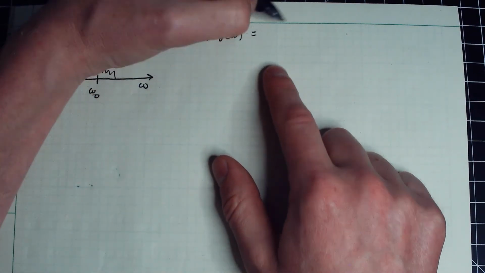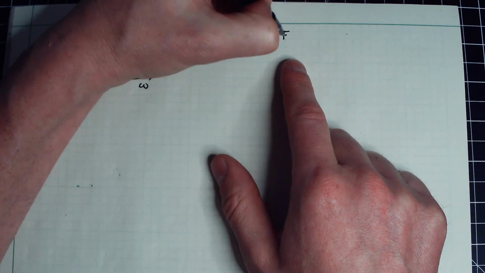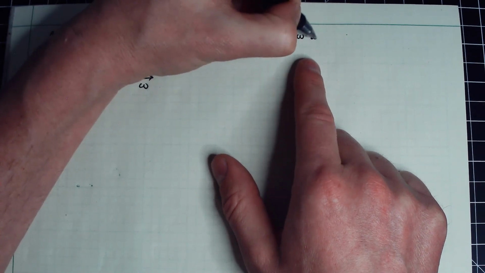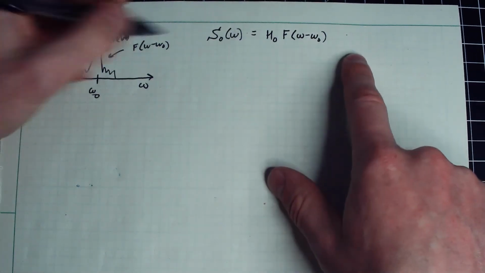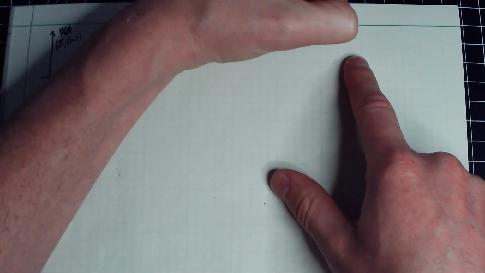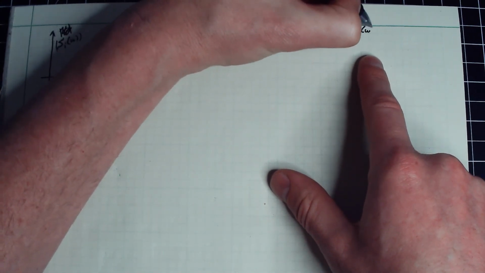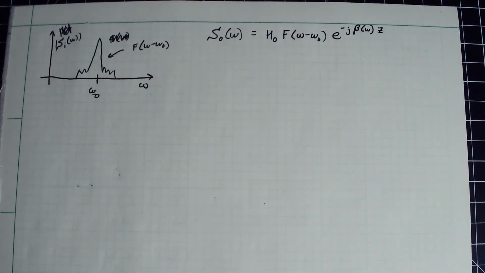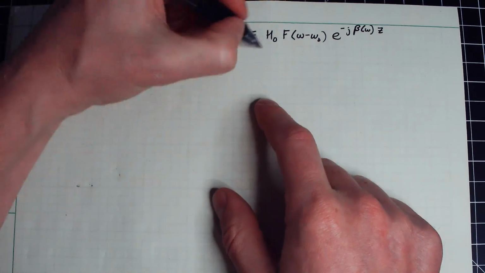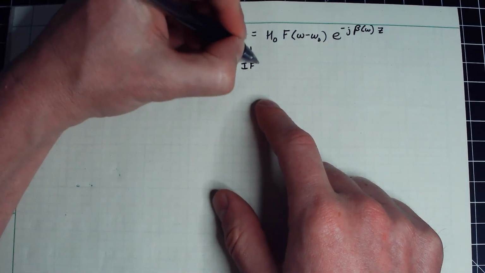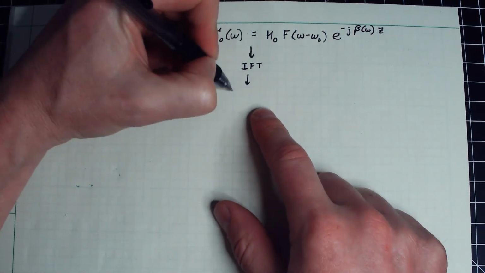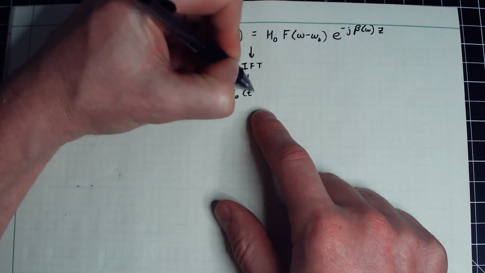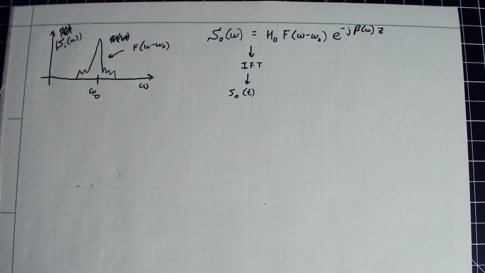So we will get the following: H naught F of omega minus omega naught times e to the minus j beta of omega times my length, z. All right, so now all I have to do is take the inverse Fourier transform of that, and that will give me s out of t. So again, that's a little s, that's a big S there. So little s in time, big S in frequency.